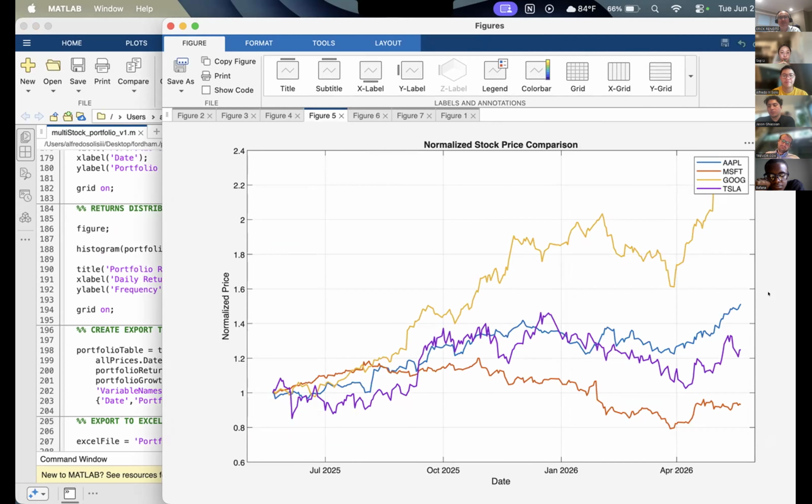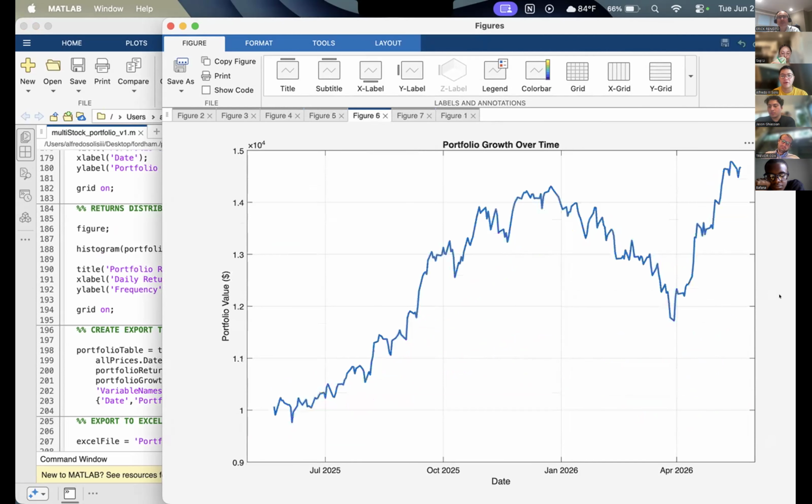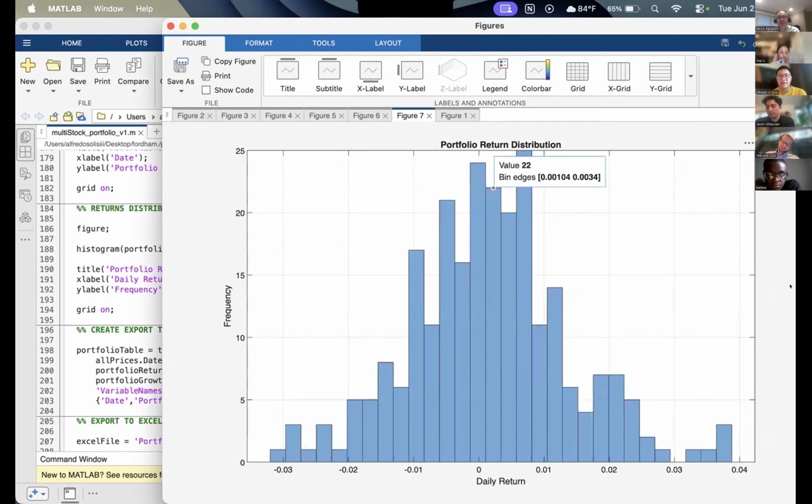Yeah. And then the next figure is just figure 6, which is portfolio growth over time. I believe we had one also a while ago. But yeah, it basically shows that once you make an investment of $10,000 in this specific portfolio, how exactly is it predicted to perform over time based on the investments? And the last figure you will be seeing is the return distribution histogram, which we stated a while ago.